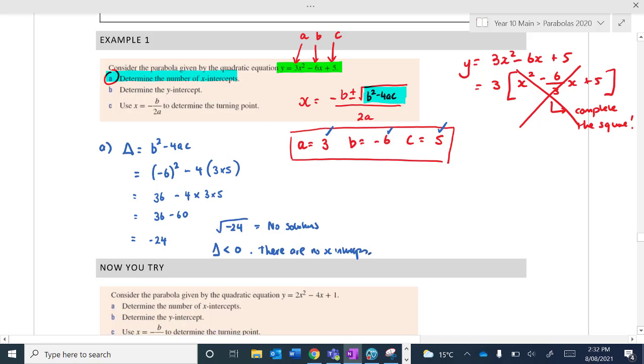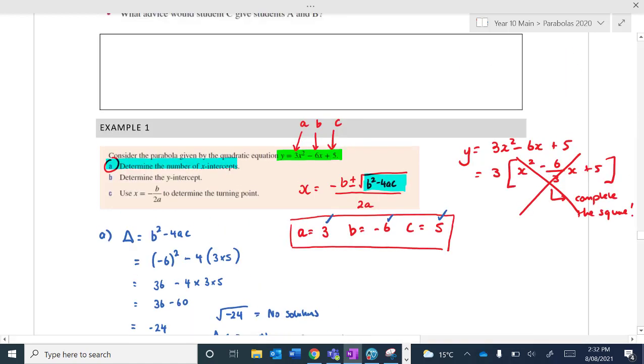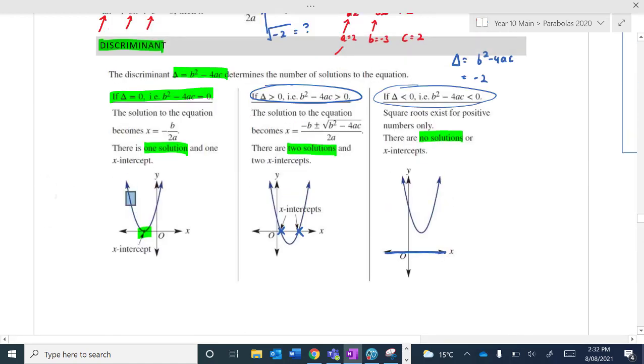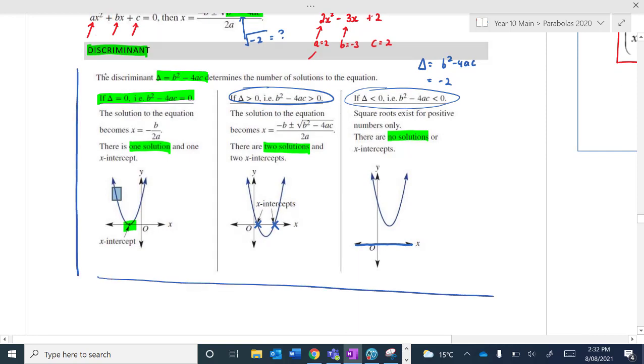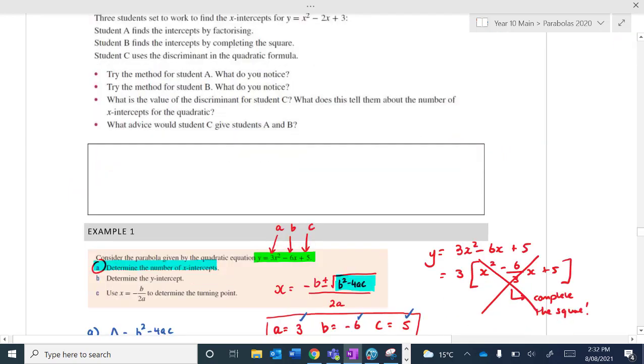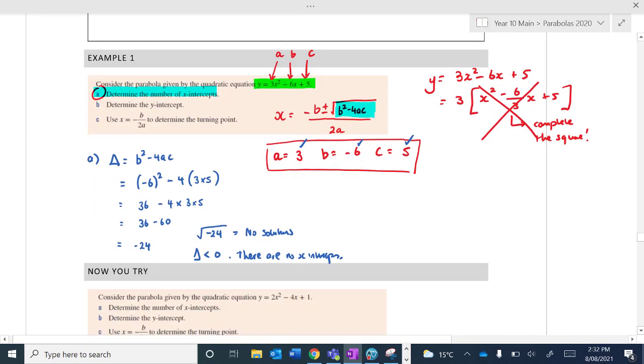Okay? If it was greater than 0, there would be 2. If it was equal to 0, there would be 1, as per this page here. So it's really important. I think that something like this really needs to go in your bound reference for sure. Okay, that needs to be handwritten in your bound reference. Okay, so we've found that there's no x-intercepts.